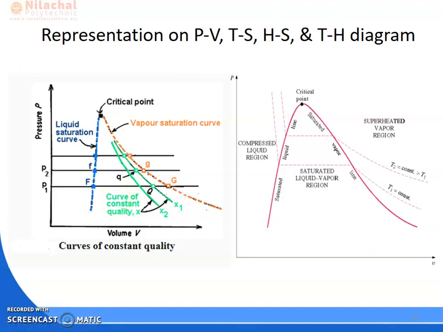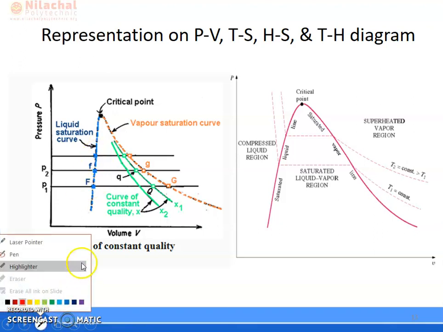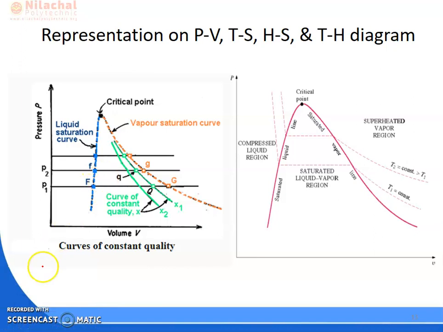As we have discussed in the previous lecture, when you join all the points of the formation of steam, the saturated liquid points, here is the capital F, small f point. So if you join all these points, which are the saturated liquid points, then this blue color curve is formed.